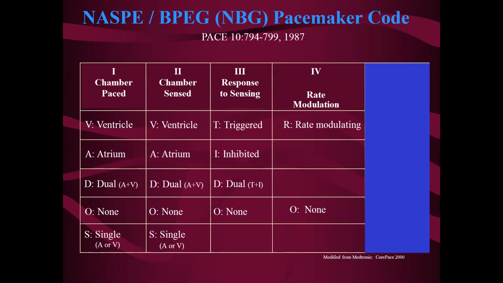What you see less commonly is programming that's OVO or OOO, OAO. That mode is essentially the pacemaker being turned off. So it's not pacing anywhere, it's not sensing anywhere, and therefore it's not doing anything. Sometimes you might see a fourth letter, and when it is being used, it just denotes that the pacemaker is capable of rate responsive pacing, meaning that if the patient is doing some activity, like exercise, the pacemaker is going to be able to increase the pacing rate in response to that activity.